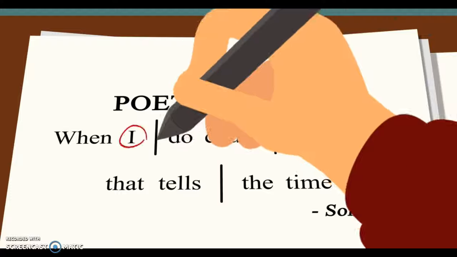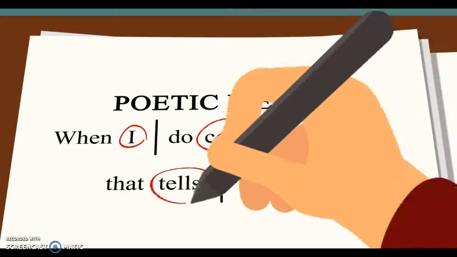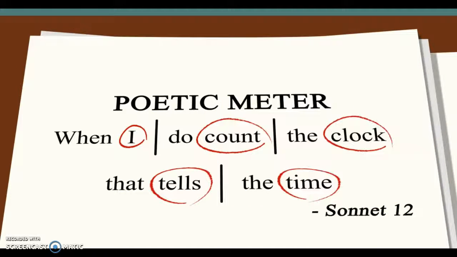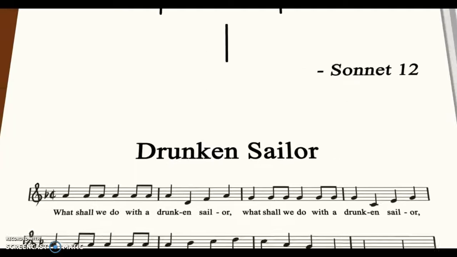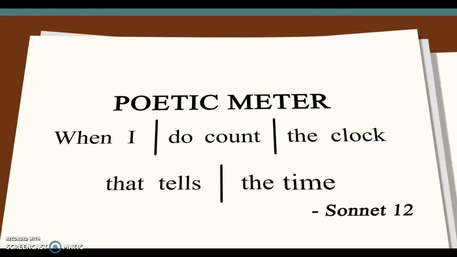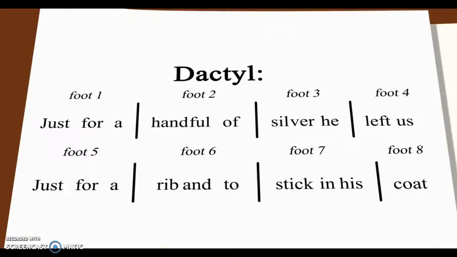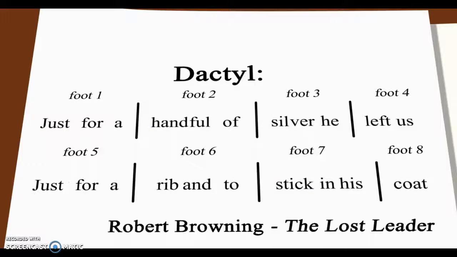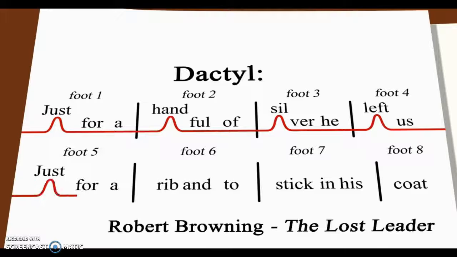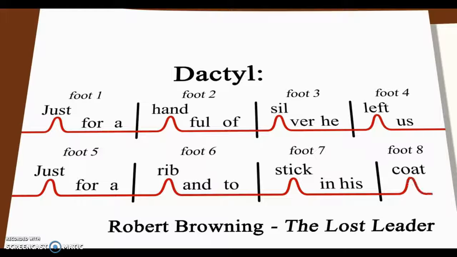In a line of verse, a foot is a certain number of stressed and unstressed syllables forming a distinct unit, just as a musical measure consists of a certain number of beats. One line of verse is usually made up of several feet. For example, a dactyl is a metrical foot of 3 syllables, with the first stressed and the second and third unstressed. Dactyls can create lines that move swiftly and gather force, as in Robert Browning's poem The Lost Leader. Just for a handful of silver he left us, just for a riband to stick in his coat.